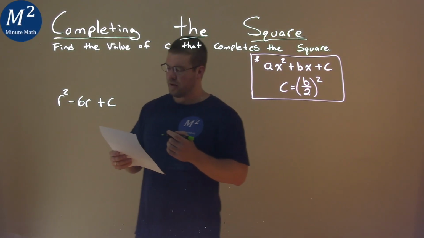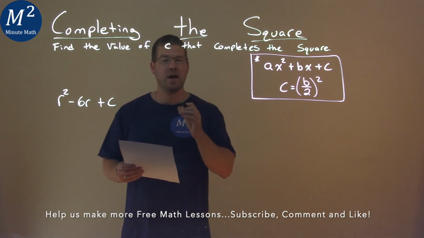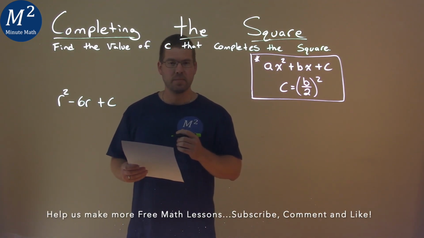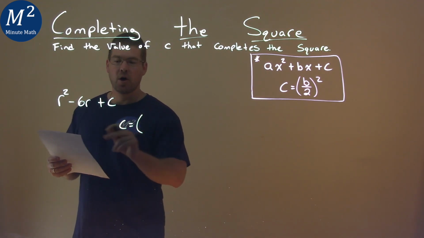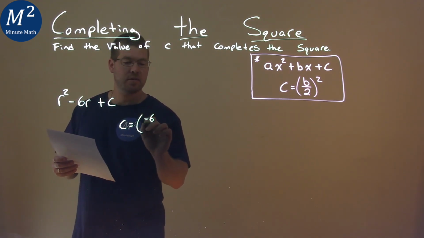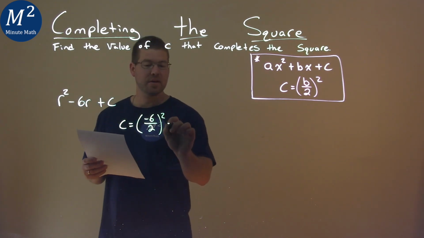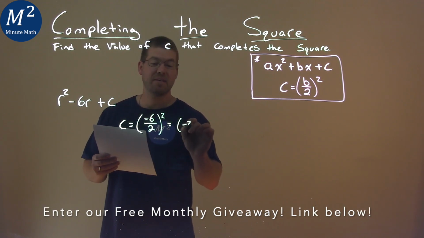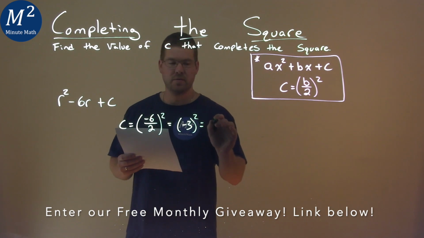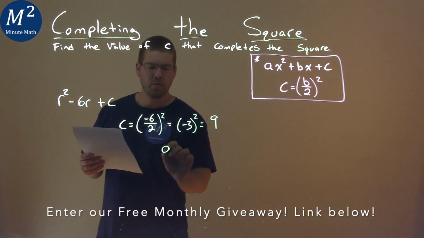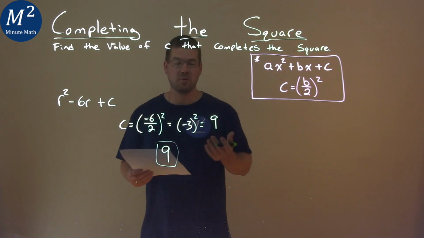We're given this problem right here, r squared minus 6r plus c, and we need to find the value of c that completes the square. Our formula says that c value has to equal our b value, which is negative 6, divided by 2, all squared. Negative 6 divided by 2 is a negative 3. When we square a negative 3, it turns into a positive 9. And so a positive 9 is the c value that completes the square.